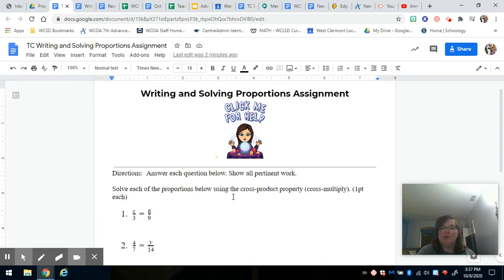So what I'm going to help you do today is to walk through a couple of these problems, probably one or two, just so that you get the idea of how to solve your proportions. Just a quick thing about the directions, make sure you're answering each question below, show all pertinent work. So what that means is that when you cross multiply, I want to see what you're ending up with when you're cross multiplying. And then, what are you dividing by? And I'll kind of show that as we go. So we're going to solve each of the proportions below using the cross product property, commonly called cross multiply.